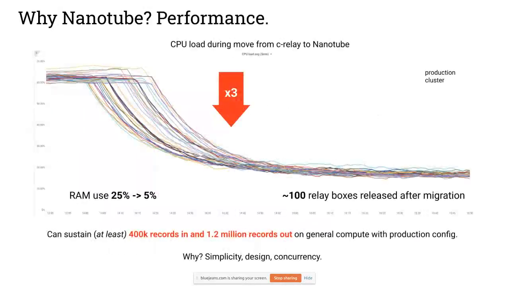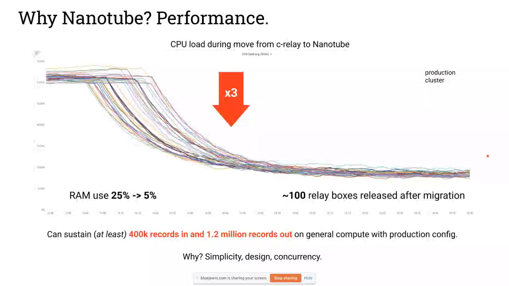So giving a little bit more detail to the question of performance, this is how it looks like when we moved from the C relay to Nanotube on one of our production clusters. So this is the CPU load over time. And we got the CPU drop of roughly 3 times.